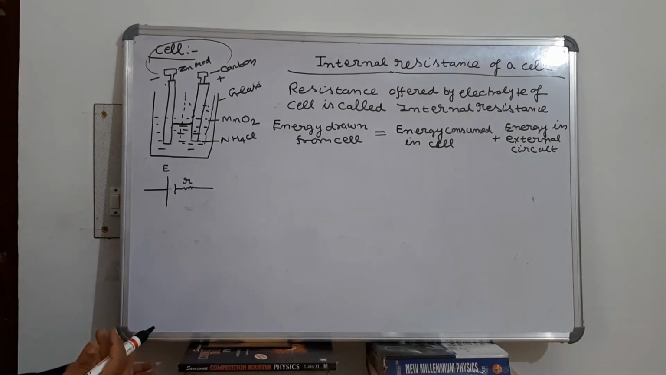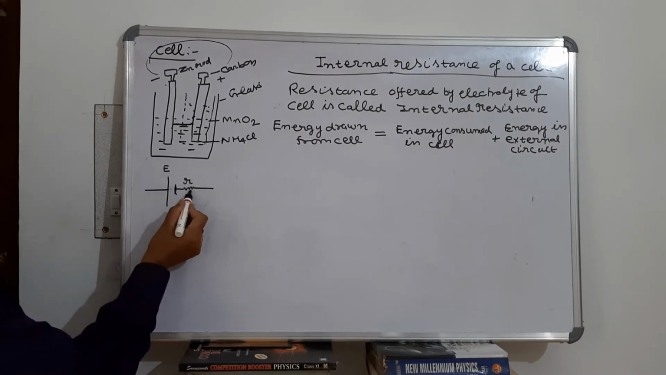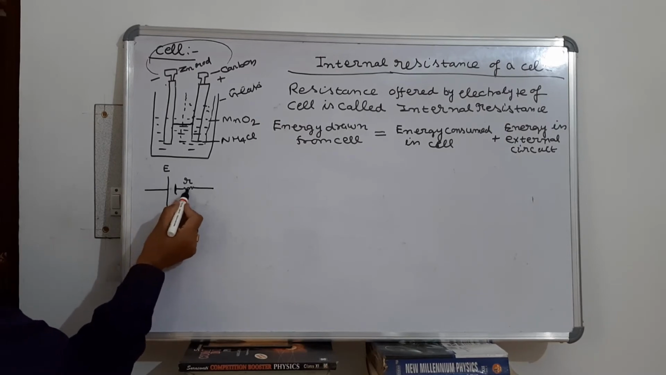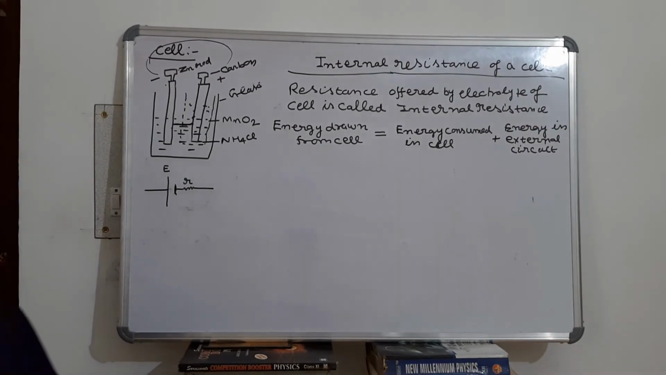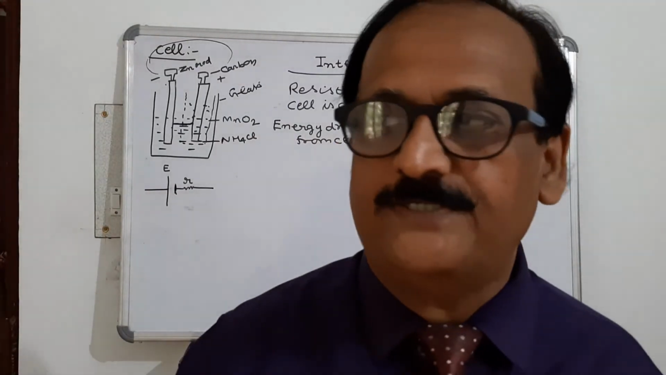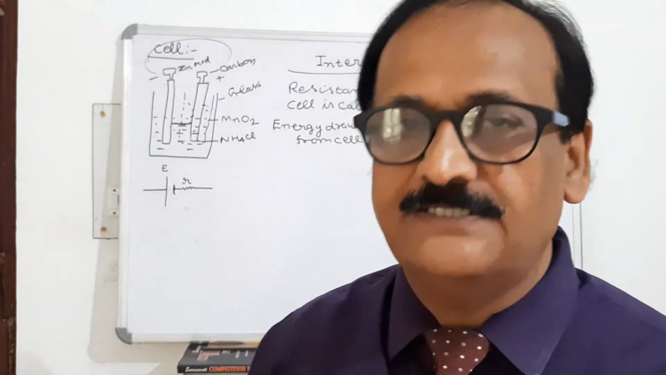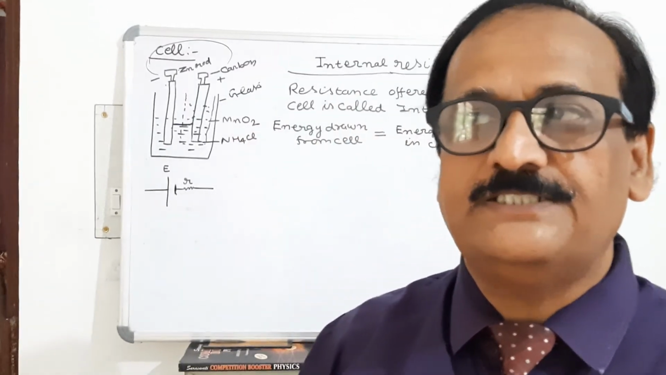And what happens due to this resistance? Due to this resistance, of whatever energy we draw from the cell, a part of the energy is consumed in the cell itself. And internal resistance is denoted by a small resistance, small r, beside the symbol of the cell. So the resistance offered by the electrolyte of the cell is called internal resistance, and due to it a part of the energy drawn from the cell is consumed in the cell itself.